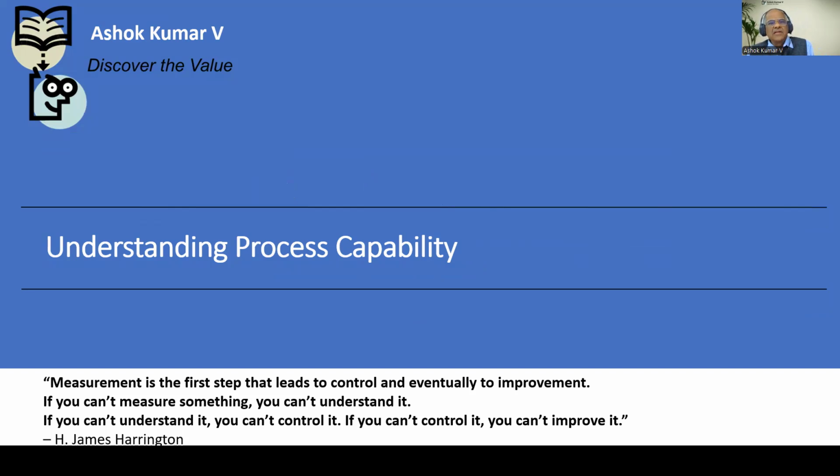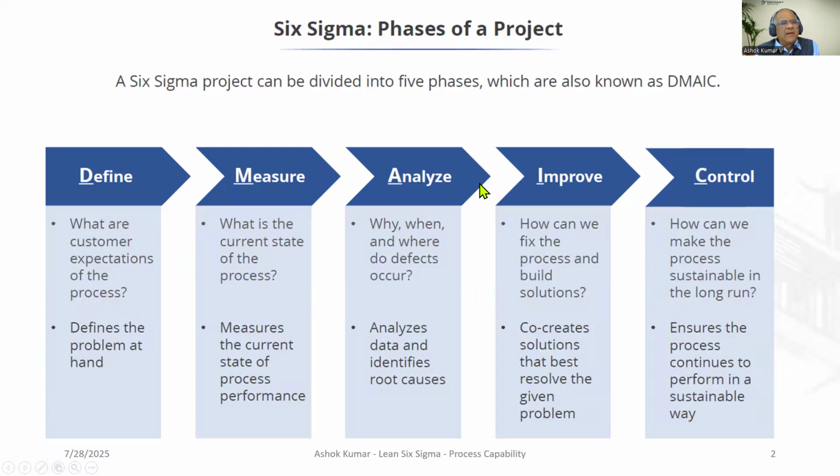So welcome to this learning session on understanding process capability. This topic is an important area for the current state of measurement within any Lean Six Sigma project, that is the Measure phase. It becomes relevant when you want to measure the current state of any process performance, be it in a manufacturing industry, a service industry, or in your day-to-day life. So within the DMAIC process.